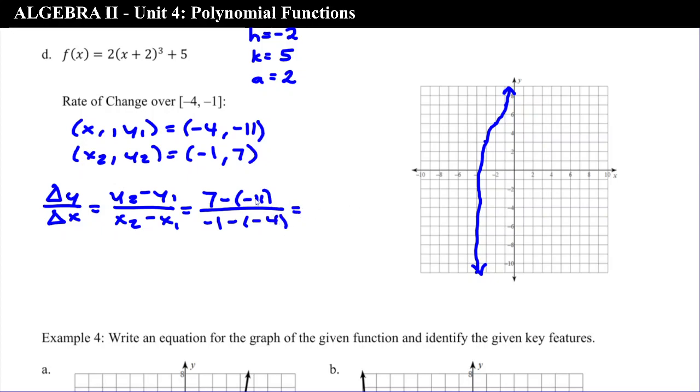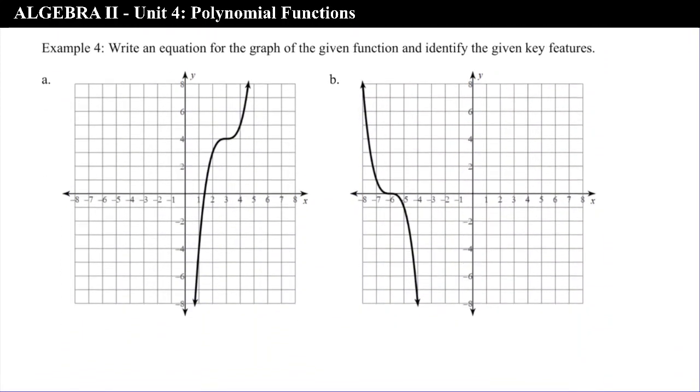So 7 minus -11 is 7 plus 11, which gives us 18. -1 minus -4, which is -1 plus 4, gives us 3. So we end up with an average rate of change of 6.